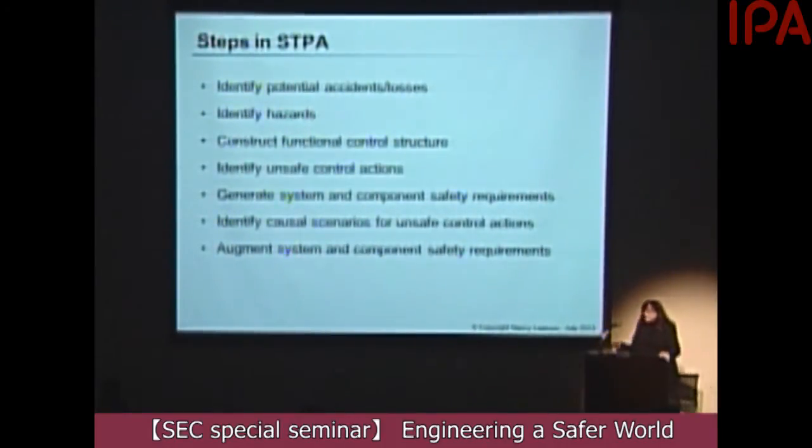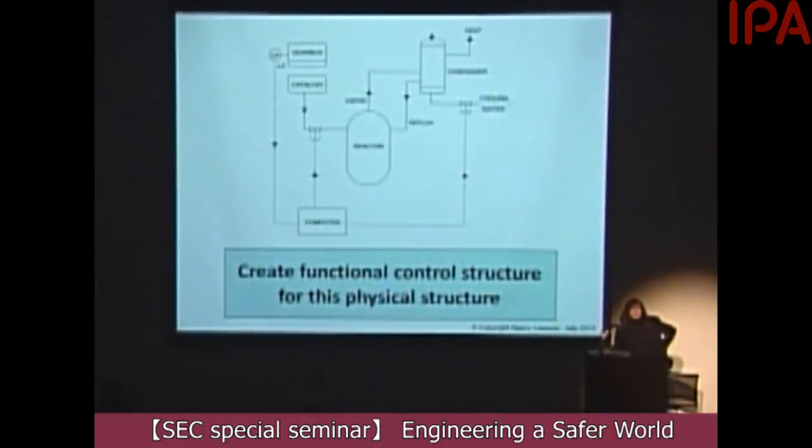There's a set of steps in STPA. We first identify the potential accidents and losses. Then we identify the hazards. We're going to do this on an example. Construct the functional control structure. Identify unsafe control actions. Generate system and component safety requirements. Identify the causal scenarios for the unsafe control actions, and then augment the system design and the safety requirements from this information. So what I want to do is do this for that example I showed you earlier, the batch reactor. Remember I said that the problem was nobody had told the software engineers that they should always open the water valve before they open the catalyst valve.